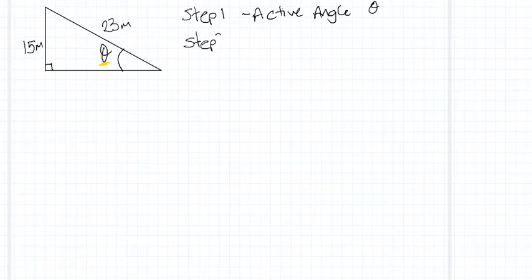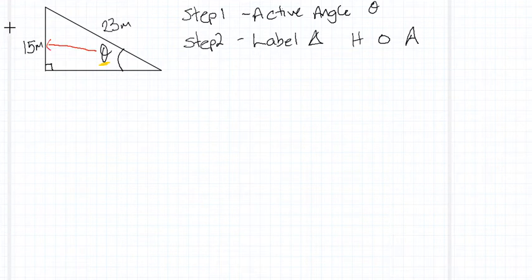For step 2, we go through the same process as with any other trig problem: we have to label the triangle with the sides hypotenuse, opposite and adjacent. When we look at this triangle example, we're still doing it in proportion to where theta is. The side opposite theta is your opposite. The side opposite the right angle is your hypotenuse, and the side next to theta is your adjacent.